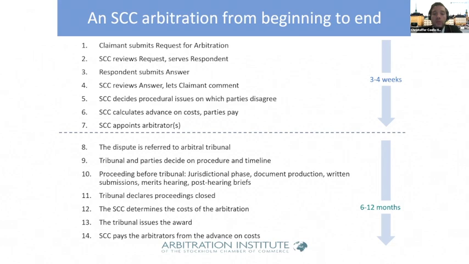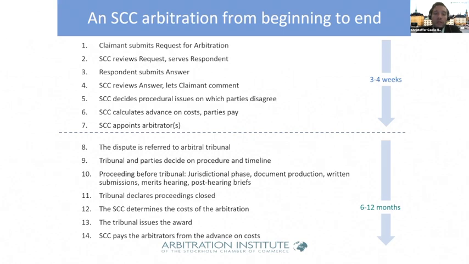So once the advance of costs have been paid, the arbitrators have been appointed, and all procedural issues have been decided, the first stage of the arbitration is over, and the case will be referred to the arbitral tribunal or the sole arbitrator if the expedited rules apply. From the day of the referral, the tribunal has 6 months to render an award under the normal arbitration rules and 3 months under the expedited rules.